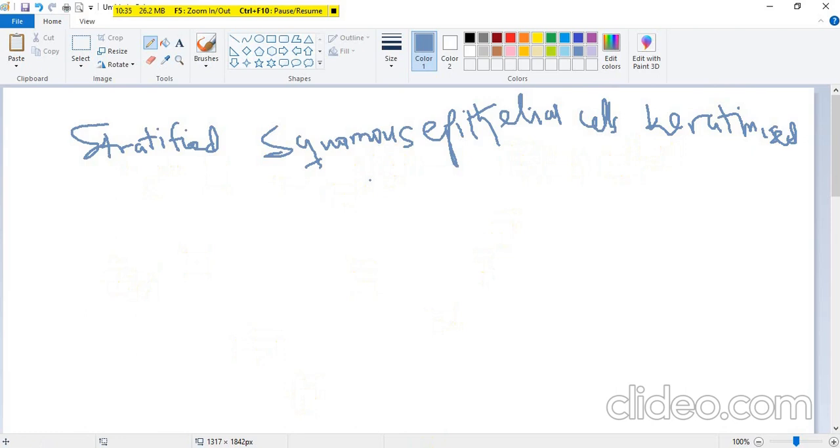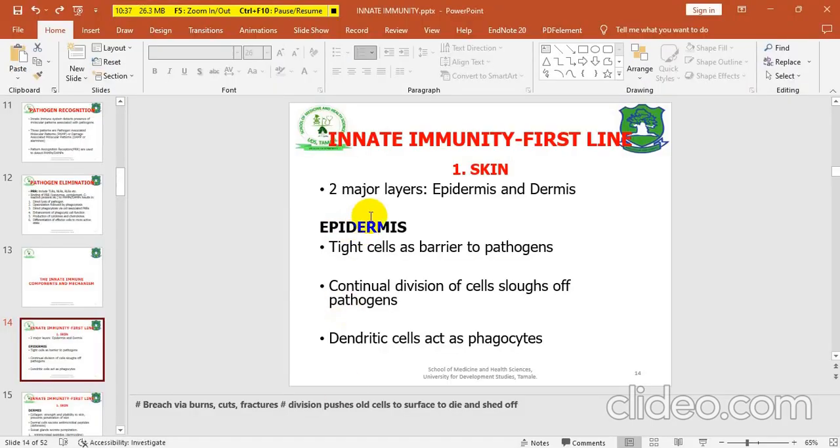So let's go. The skin is a mechanical barrier, a physical barrier. It will prevent the microorganisms from entering the human host. It has tight cells as a barrier to pathogens. Continual division of cells will slough off the pathogens. So if pathogens are on the skin, when you even bathe, they will be washed away.